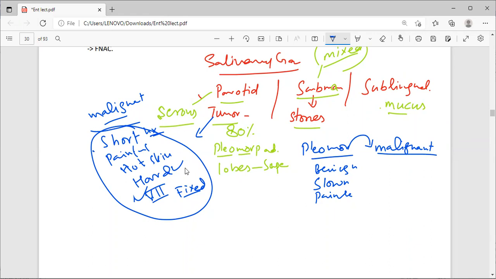Now the treatment involves superficial parotidectomy. Whenever you see a pleomorphic adenoma, which is 80% of the time the tumor in the parotid gland, and this parotid gland will give you serous fluid. So whenever you come across a pleomorphic adenoma, it will be benign, it will be slow growing, it will be painless like all the other tumors, but it can transform into malignant. That's why it is a bit dangerous.